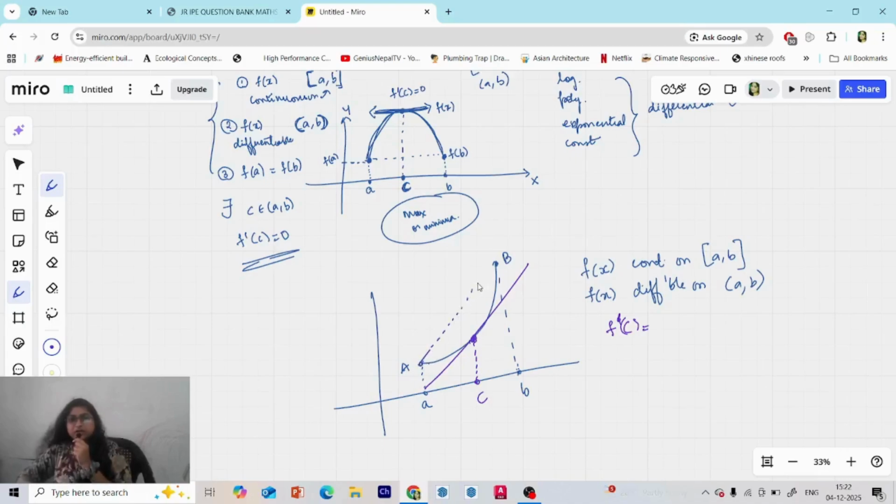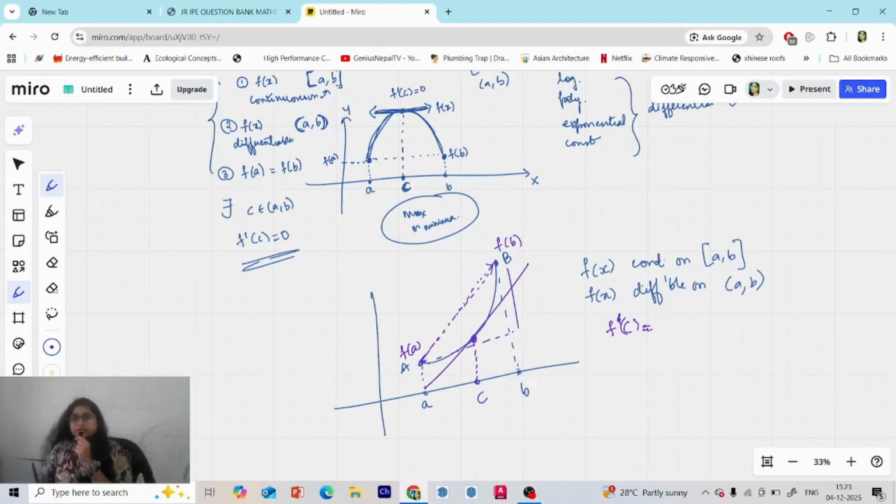Okay, as you can see, it might not be exactly accurate, but roughly there must exist a point C between a comma b such that f dash c is equal to the slope of this line joining a and b. What is the slope of this line joining a and b? Suppose this point is f of b, and this point is f of a. What is the slope of this line? What do you do?